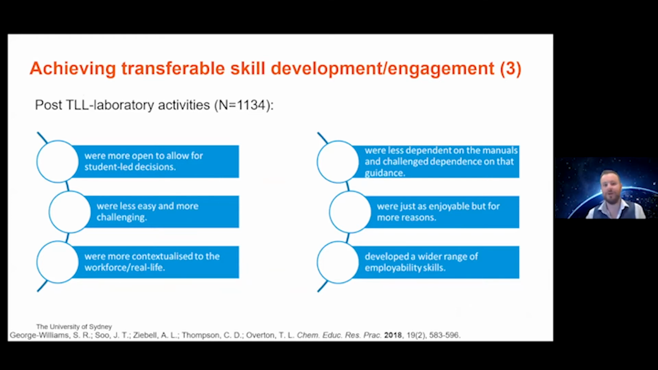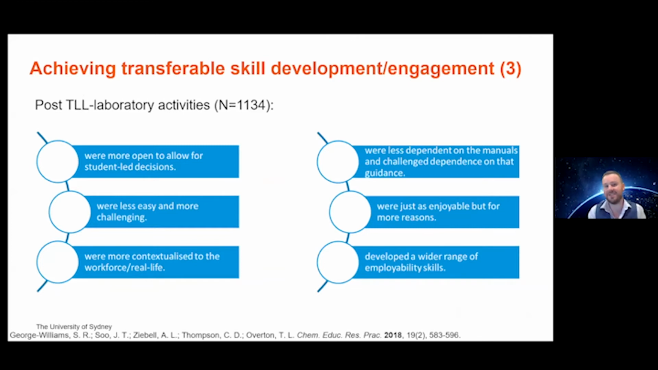That's what we were going for. Less easy and more challenging. Also really, really happy for that to be noted, because we didn't want it to be too easy a time. We do want to push the students a little bit. They're more contextualized. That's great. They were seeing that context as it was coming through. They were less dependent on the manual.